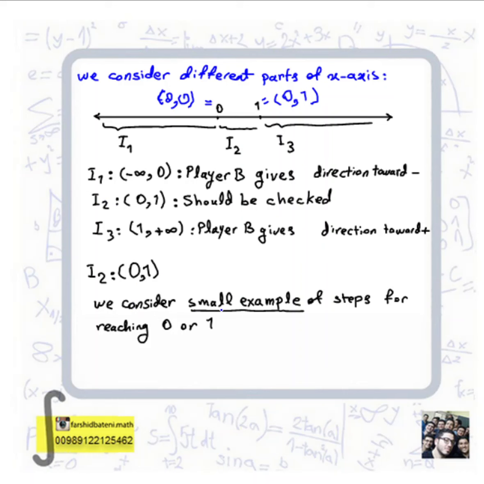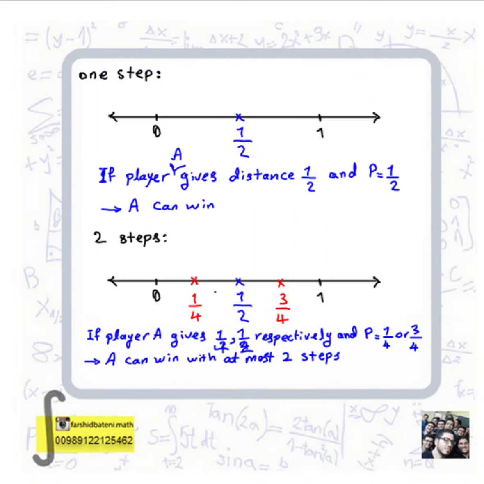We consider this case with a small example of steps for reaching 0 or 1. That's the critical point of the solution. For example, which point can reach 0 or 1 in one step? It's the midpoint. If the point is 1 over 2 and the distance is 1 over 2, then whether player B chooses left or right, the robot will reach 0 or 1 in one step.